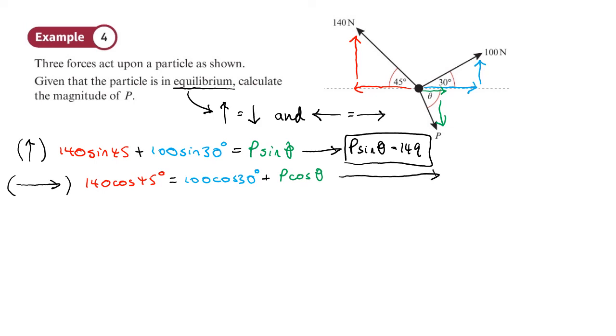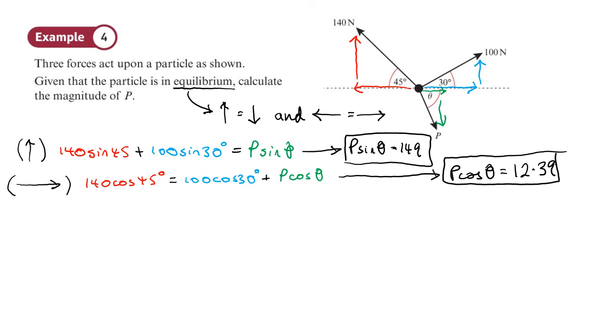Right, now that can be rearranged so that I take 100 cos 30 away from both sides. So if I do 140 cos 45 subtract 100 cos 30, okay, I get 12.39. So equation number 2 is that P cos theta equals 12.39. So this is equation number 2. So two equations, two unknowns. We can find P and theta quite easily. So let's finish this off then.